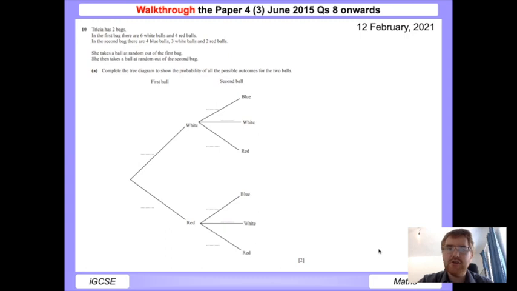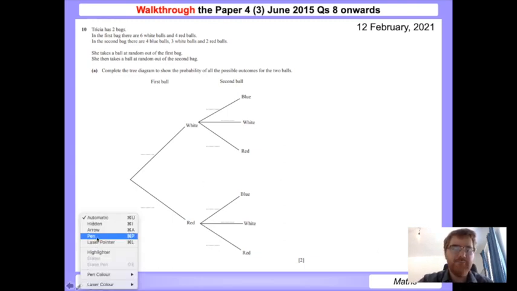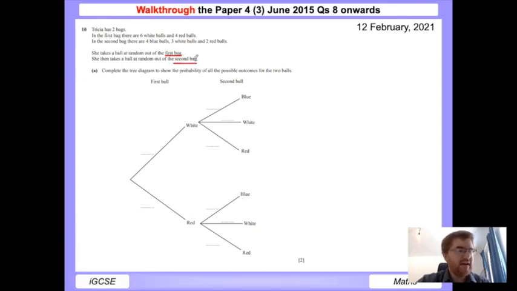Right, we're going to look at questions 10 and 11, a bit easier than the previous paper 4 video that we did. So we have a probability question. Trisha's got 2 bags. In the first bag, we have 6 white balls, 4 red balls. In the second bag, 4 blue balls, 3 white and 2 red. She takes a ball out at random out of the first bag, then takes a ball at random out of the second bag. It is with replacement, i.e. there's no change in probability between bags 1 and 2. So it stays as is. And we need to complete the tree diagram for 2 marks.